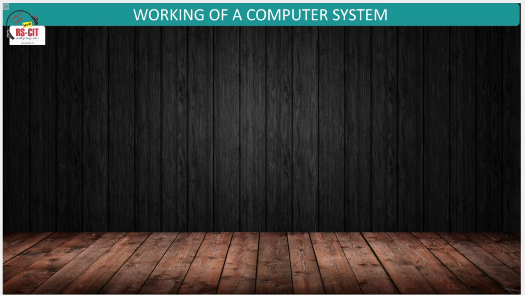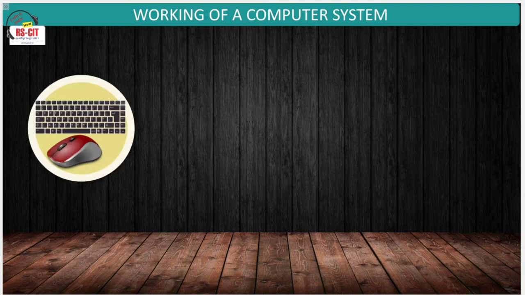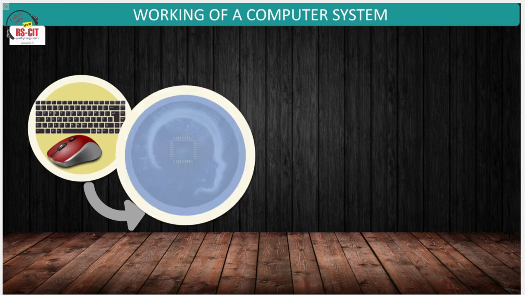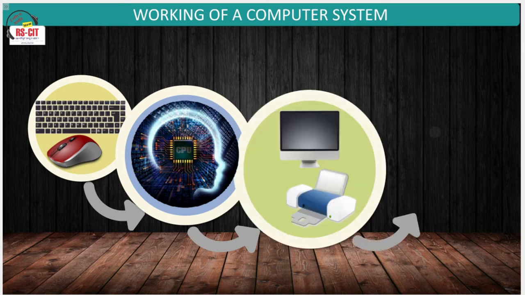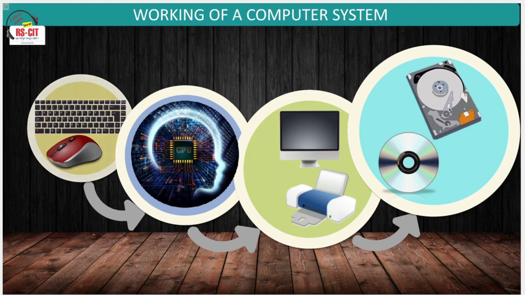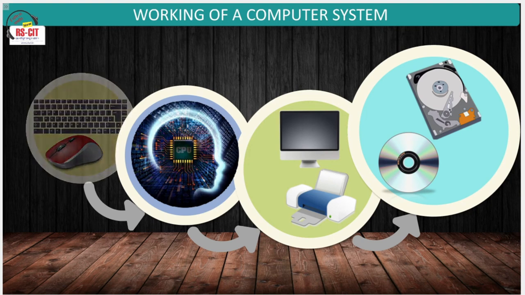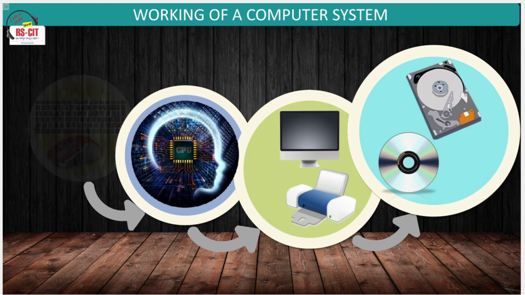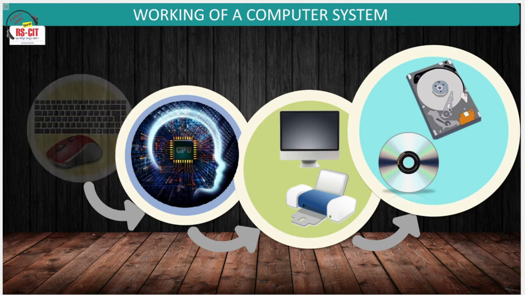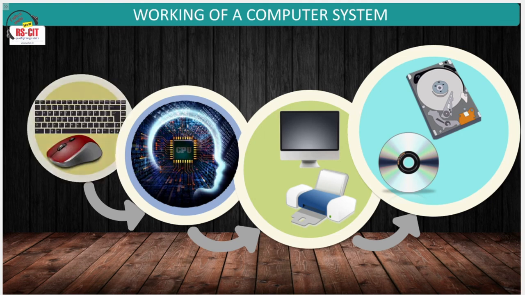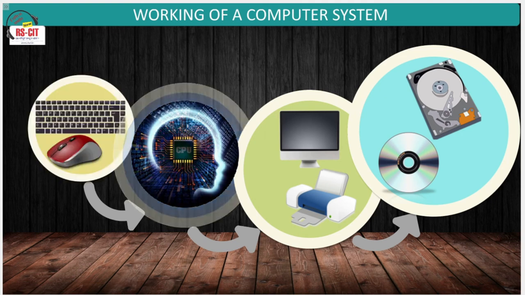The working of a computer system can be understood by dividing it into four main processes, that is input, processing, output and storage. Starting with input. An input device is any hardware component that allows you to enter data and instructions into a computer. Six widely used input devices are the keyboard, mouse, microphone, scanner, digital camera and web camera.